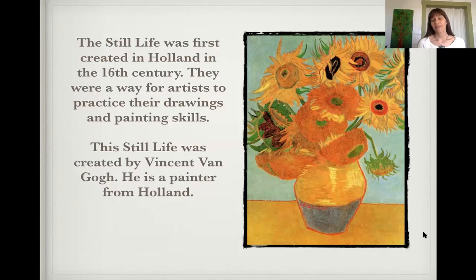The nice thing about flowers and vases and fruit is that they do hold still. And when you're first learning to draw and paint, it's much easier to paint that than, let's say, maybe a new puppy. A new puppy would be very crazy. But these objects hold still, so an artist can really work on their skills.